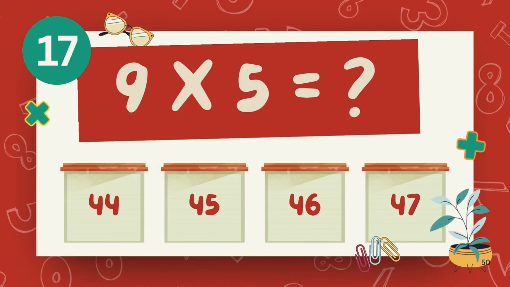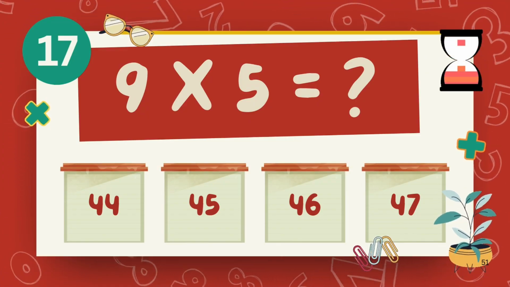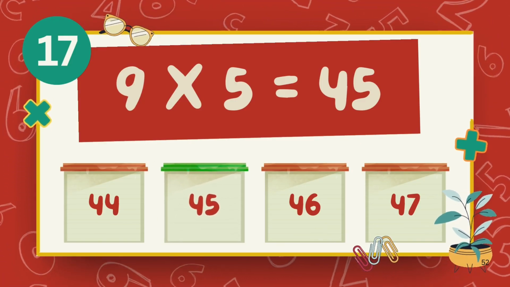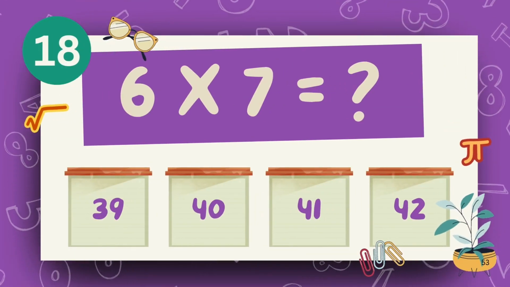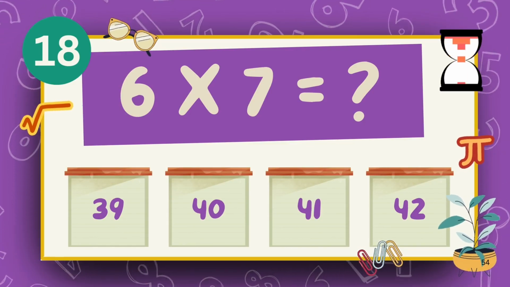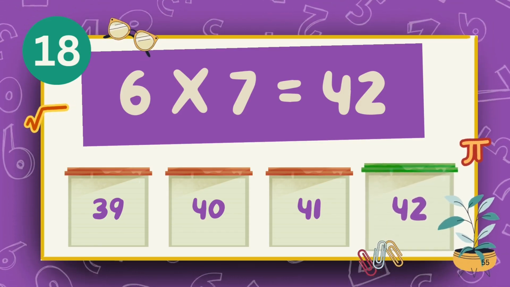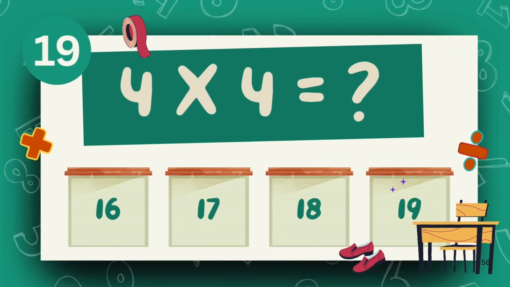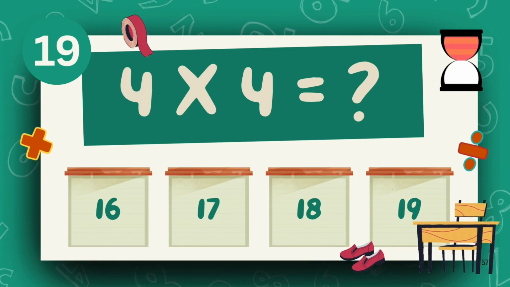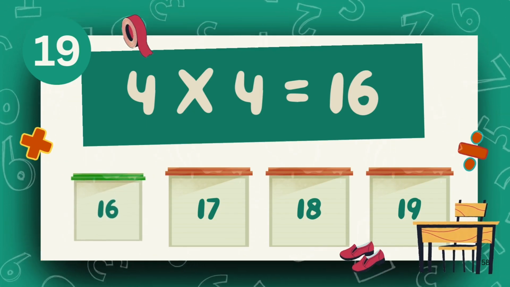What is 9 multiply 5? The answer is 45. What is 6 multiply 7? The answer is 42. What is 4 multiply 4? The answer is 16.